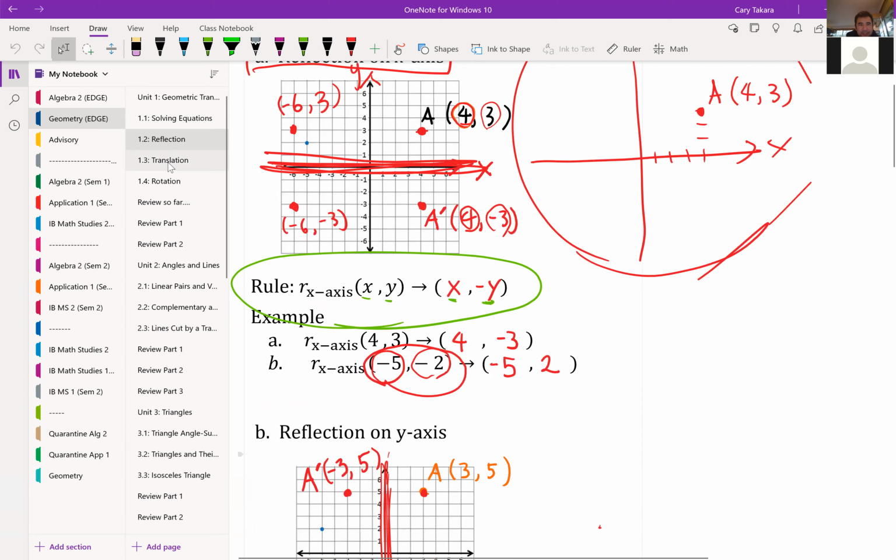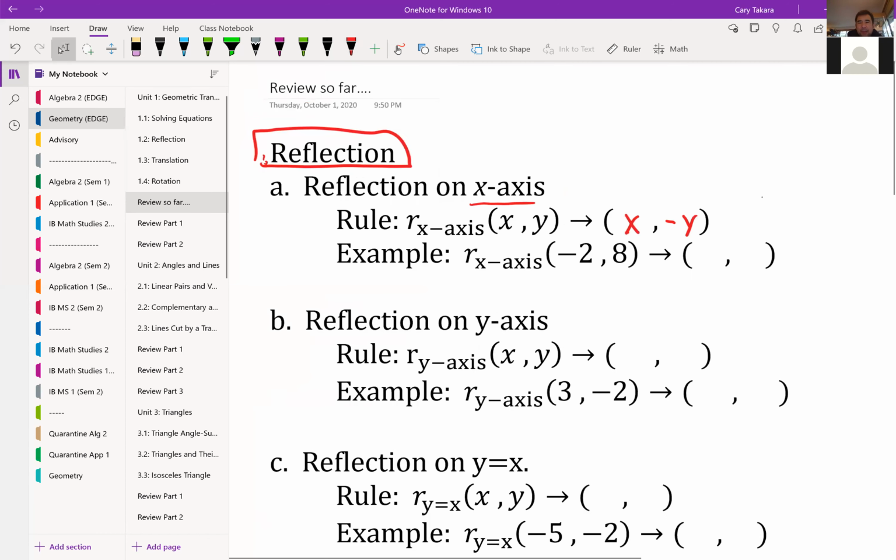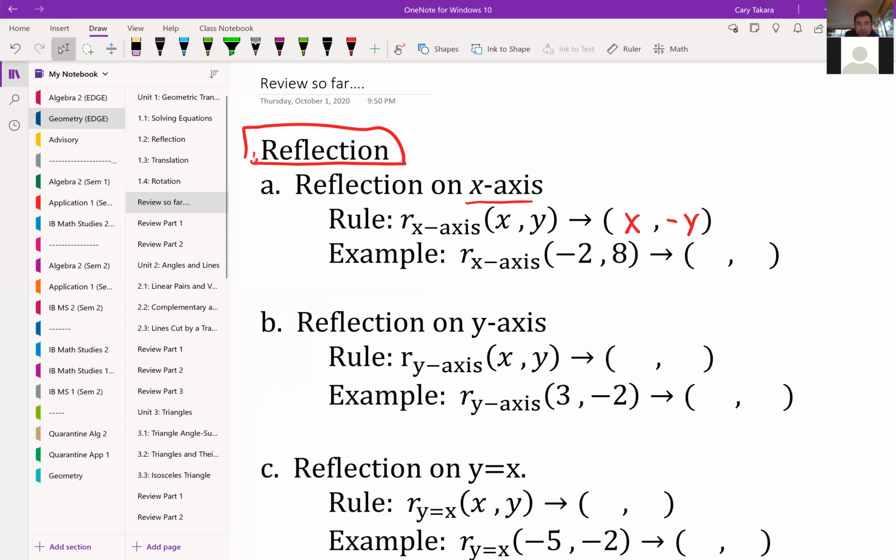So let's go back to that. It will be x and negative y. For each reflection, on the x-axis, y-axis, I have the rule, and then I have just one example of it. So I would like you to take notes of that. But right now, let's focus on the reflection.